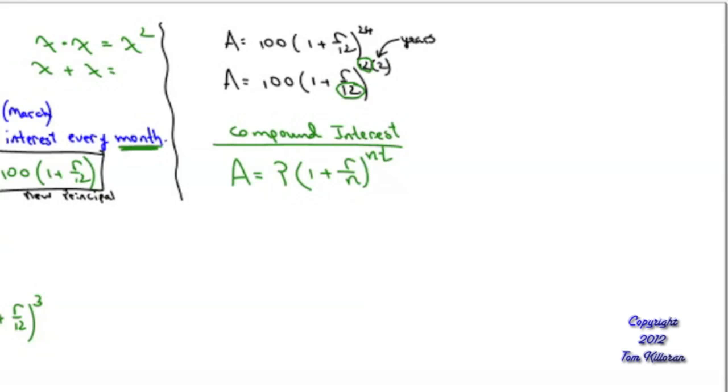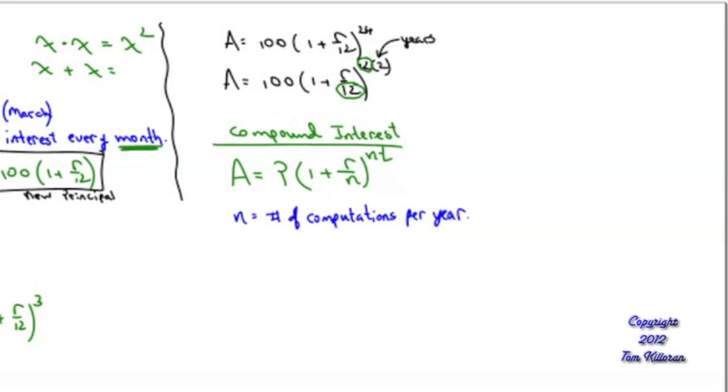Everything is exactly the same as simple interest except for one letter. What letter is that? N. It's the only one different. N is equal to the number of computations per year. The number of computations of interest per year.